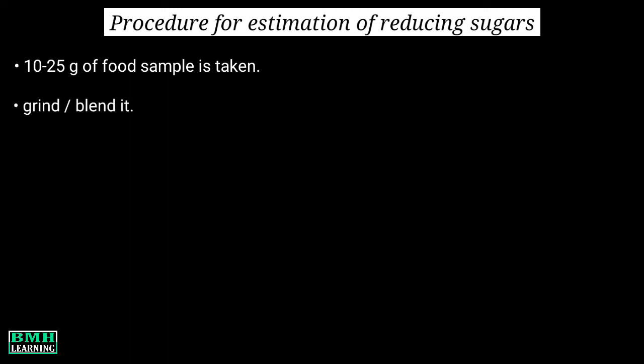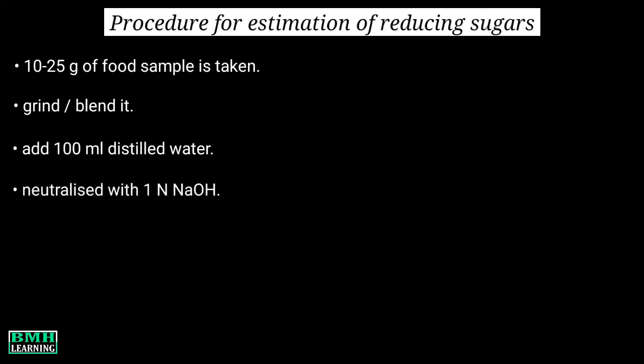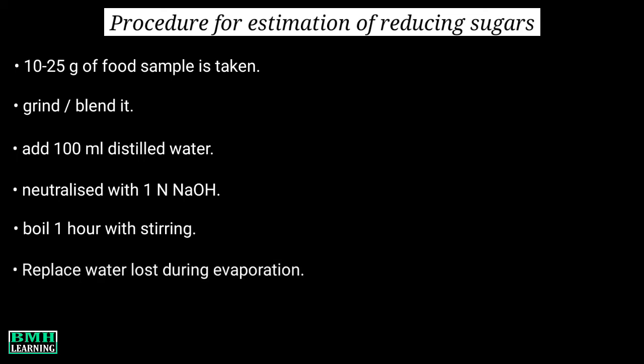Procedure for estimation of reducing sugars. 10 to 25 gram of food sample, which can be fresh fruit or a fruit product, is taken. Grind it in a pestle and mortar or blend in a blender. After this, add 100 ml distilled water. This solution is then neutralized with 1 normal sodium hydroxide. Then boil the solution for 1 hour with stirring. Replace the water that is lost during evaporation.